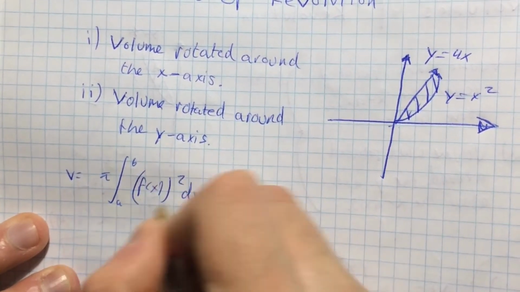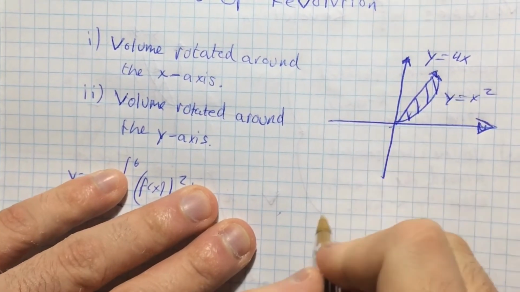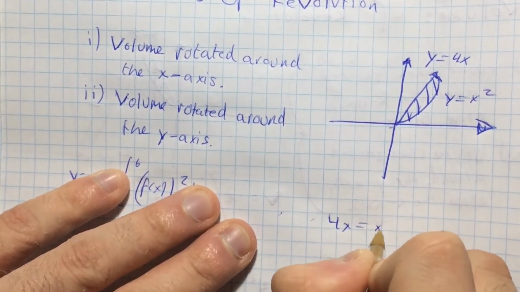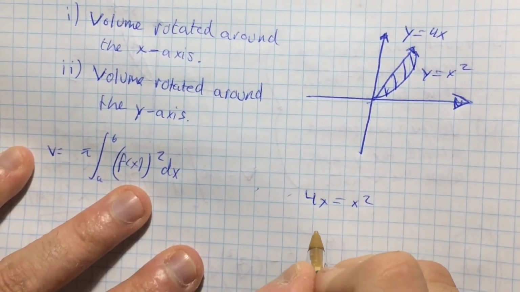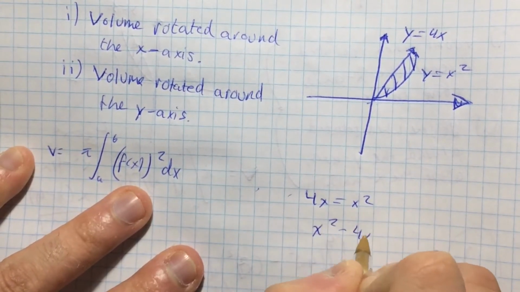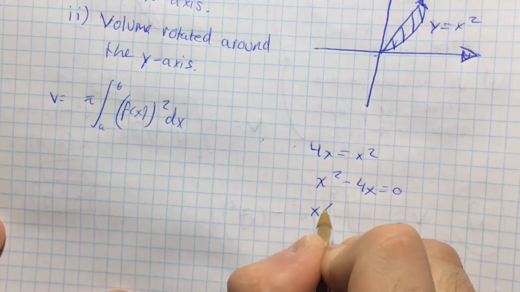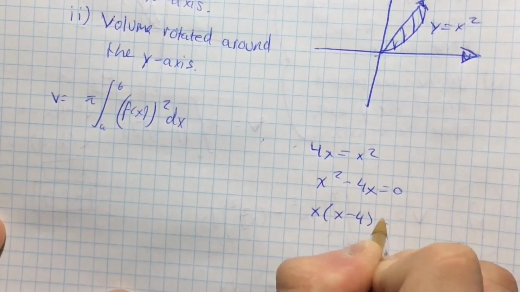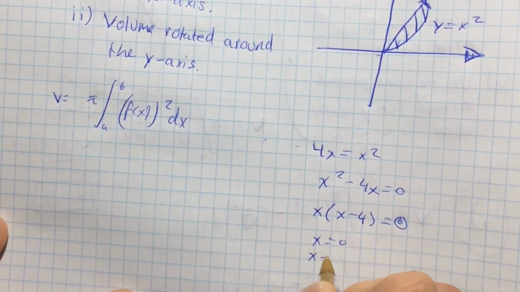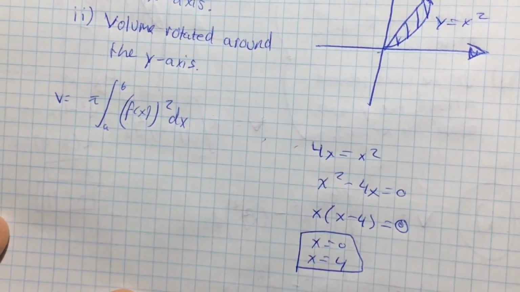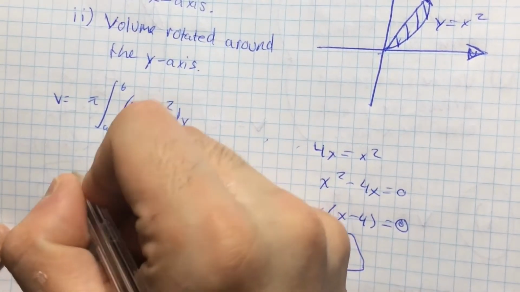Firstly, let's find out my boundary conditions, a and b. So, let's set these two functions equal to each other. So, 4x is equal to x squared. Now x squared minus 4x equals 0, because it's quadratic, you set it equal to 0. So now x times (x minus 4) equals 0. So now x is equal to 0 and x is equal to 4. They're my two boundary conditions. That's how you find the boundary conditions. So now let's do the problem.